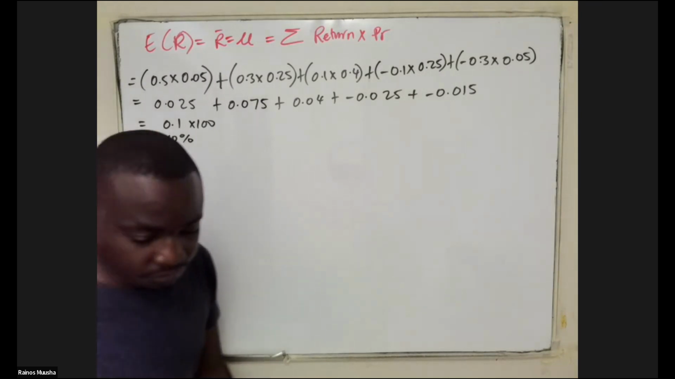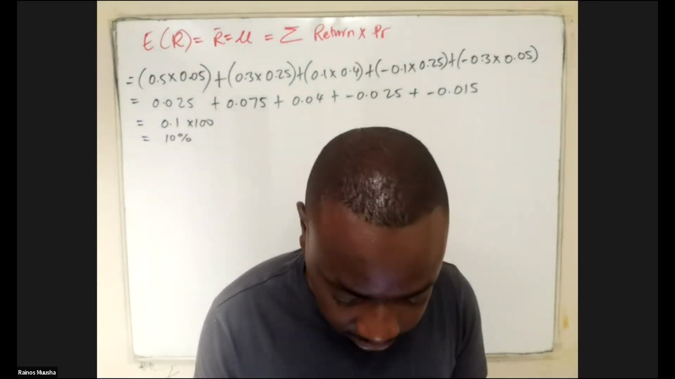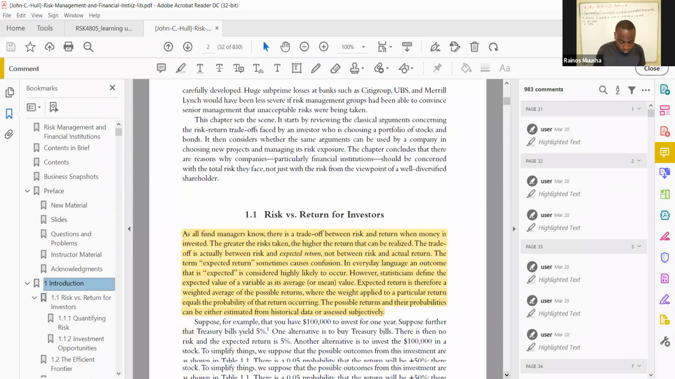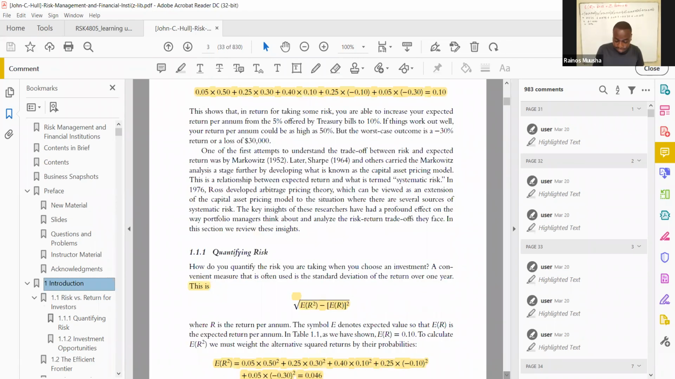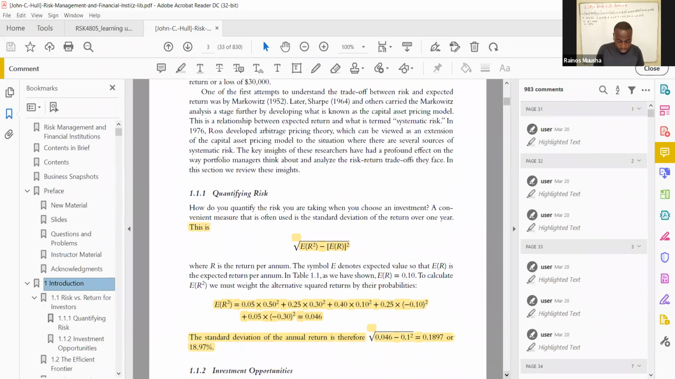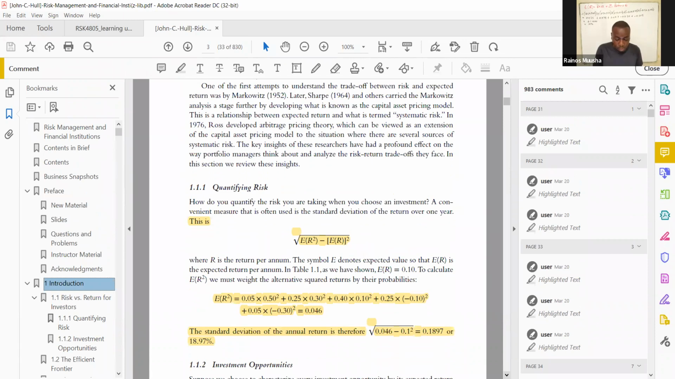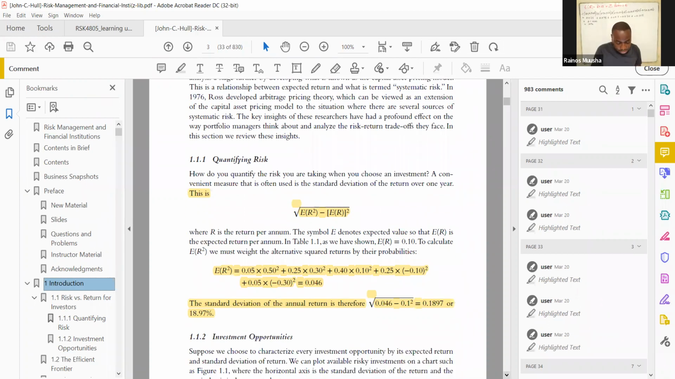Next, on the next section, we look at quantifying risk. When you look at quantifying risk for market risk, we're going to be looking at quantifying total risk, which is measured by what? By standard deviation.